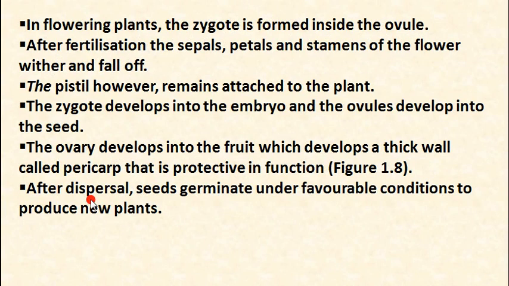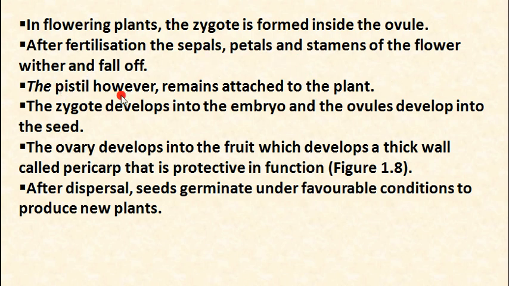Now in flowering plants, the zygote is formed inside the ovule. After fertilization in flowering plants, the sepals, petals and stamens of the flower wither and fall off. Wither means they will die, they will dry. So in plants after fertilization, the sepals, petals and stamens fall off. They will die. So this is the case in flowering plants. Sepals and petals are parts of the flower.